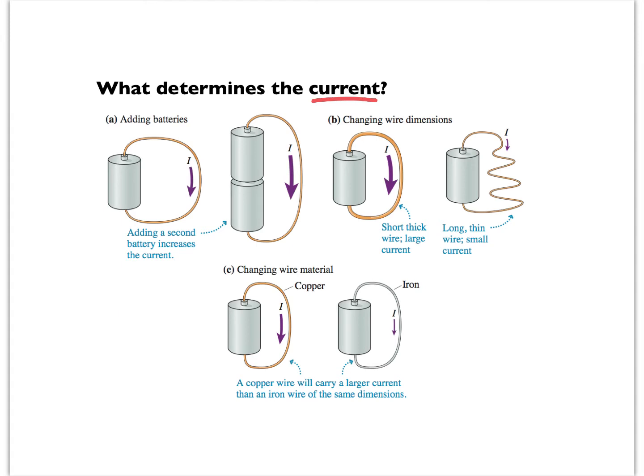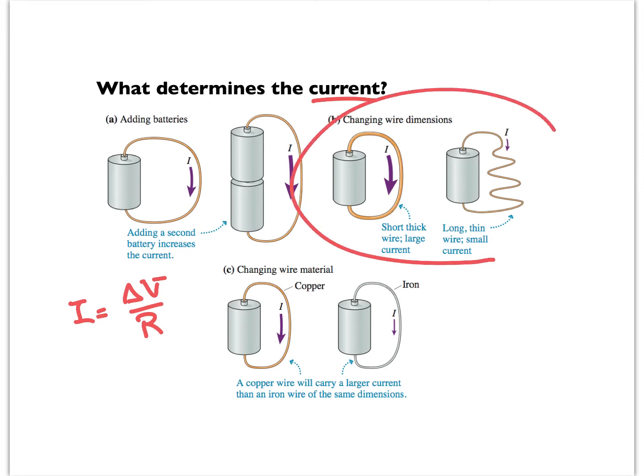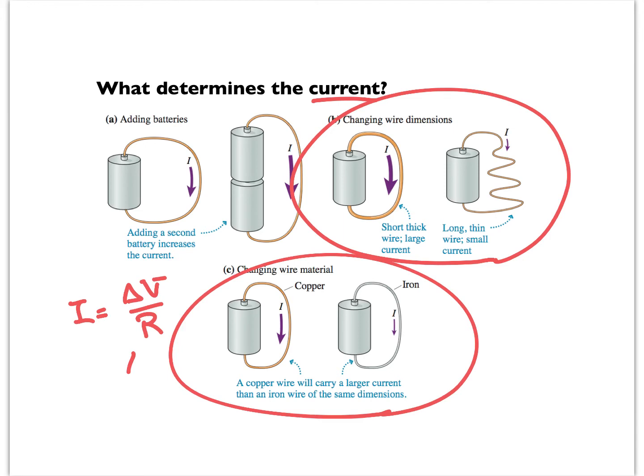One is the potential difference, and I can change the potential difference by just adding more batteries. If I have more batteries, I have a higher potential difference. Higher potential difference just means more current, because we know that the current is equal to delta V divided by R. The other thing I can do to change the current is to change the resistance. And to change the resistance, I can, one, change the dimensions of the wire, or two, I can change the material of the wire, because we know the resistance is equal to rho times L over A. And we will look at examples of both of these types of situations.